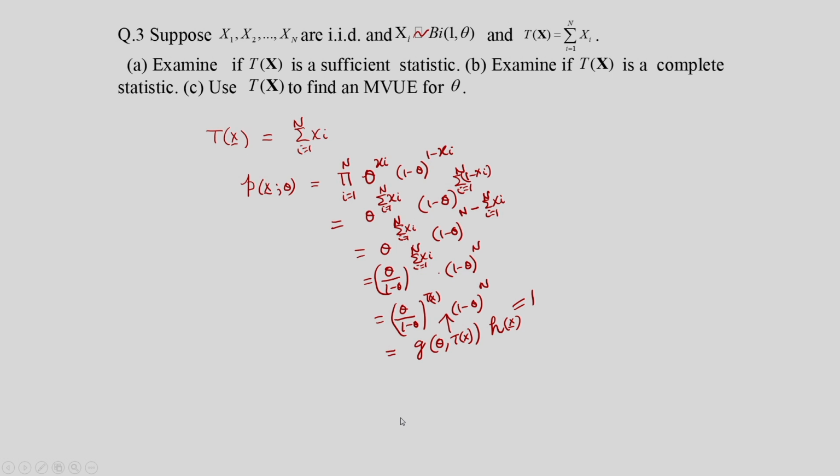So, that way we see that the factorization theorem is satisfied, because we know that in the case of the factorization theorem, if the joint PMF or joint PDF can be expressed into two factors like this, one simply a function of x, another a function of the parameter and the statistic. So, that way this PMF satisfies the factorization theorem, therefore, Tx is a sufficient statistic.